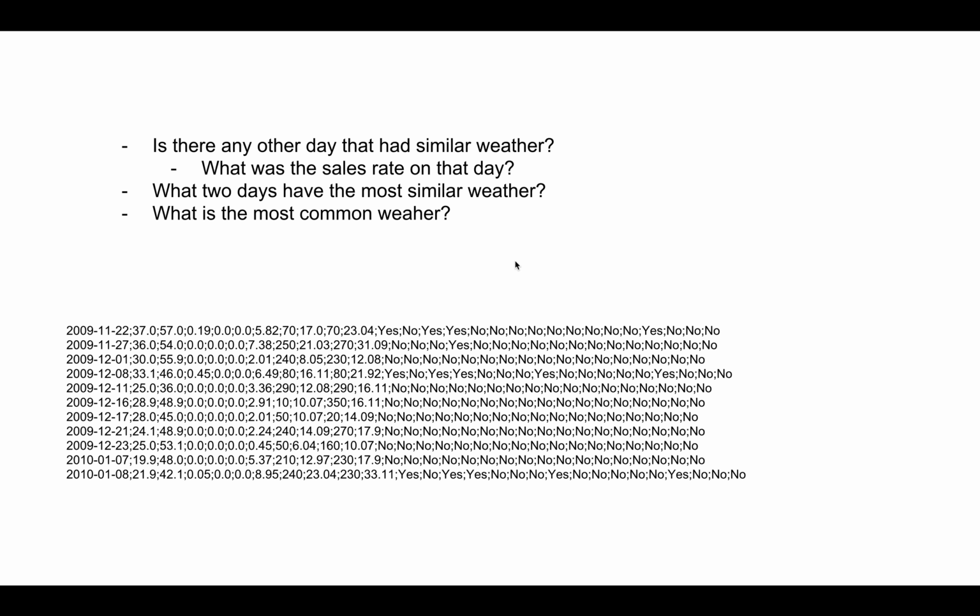And this is what makes it problematic, because if you want to answer questions such as if there is any other day that has similar weather to today, what the sale rate of that day was, in order to make a prediction for today's sales, right? And also you want to be able to answer questions if there are any two days that had most similar weather to each other, and also if there is any subset of common weather, so what the most common weather of the data set is. And from this data set we basically cannot compare the dimensions to each other.